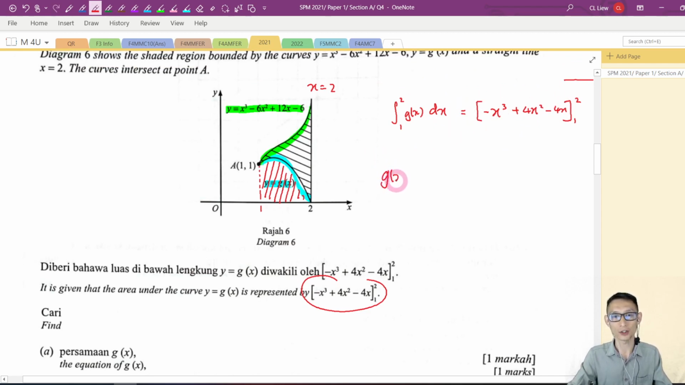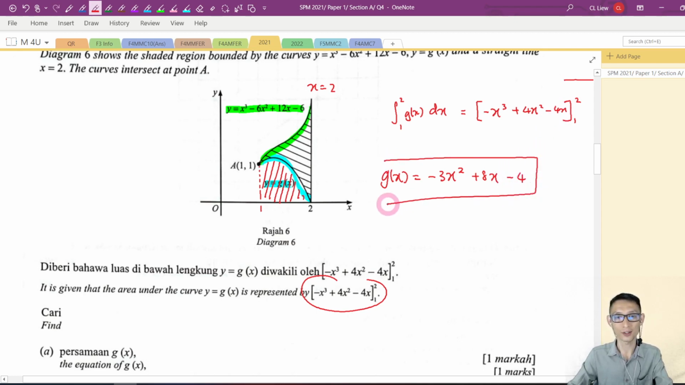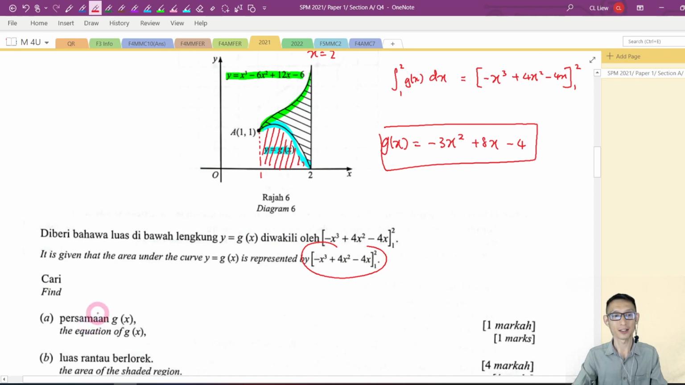So I know that g of x is actually equal to negative, bring the 3 down, 3x power 3 minus 1. Okay, 2 times 4, you will get 8. x, power minus 1, you will get x power 1, you don't have to write the 1. And differentiate the negative 4x, you will get negative 4. Okay, so this is the answer for part A. So the equation of g of x is equal to negative 3x squared plus 8x minus 4.